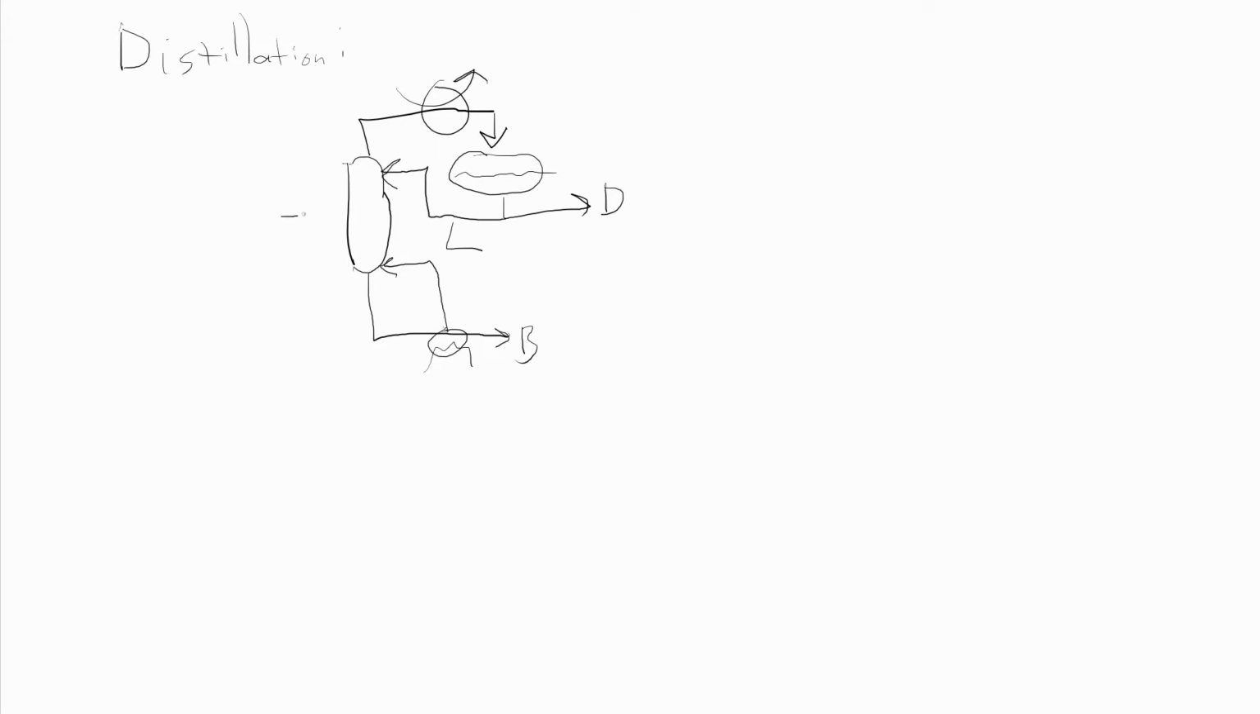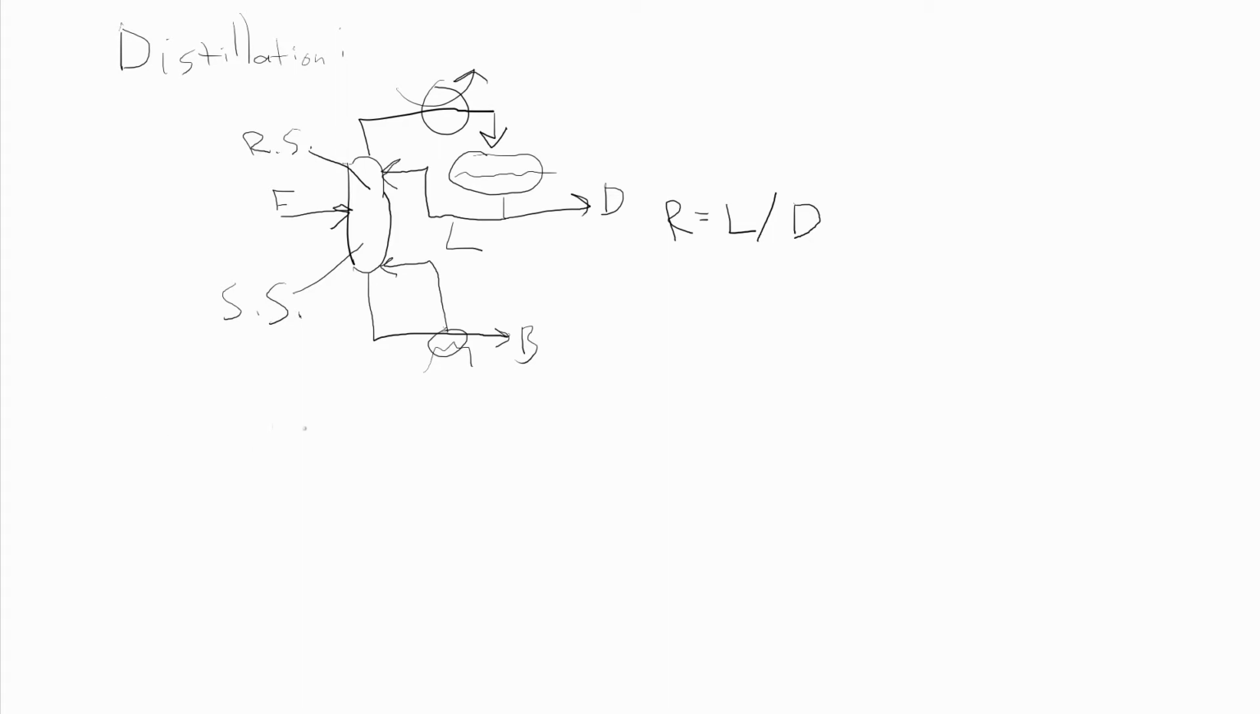The feed enters the column on this side, defining two sections, a rectifying section and a stripping section. The main control parameter we have over this column is the reflux ratio, which is defined as the liquid flow rate going back from the reflux drum over the distillate flow rate.